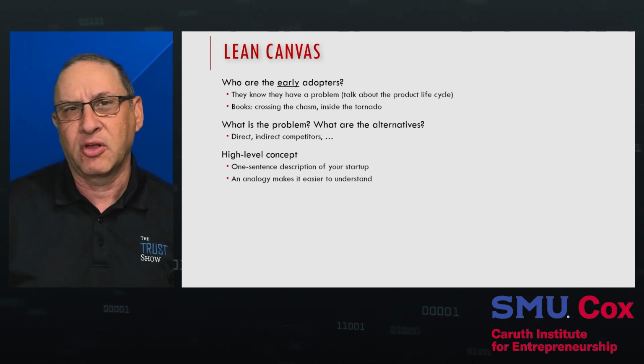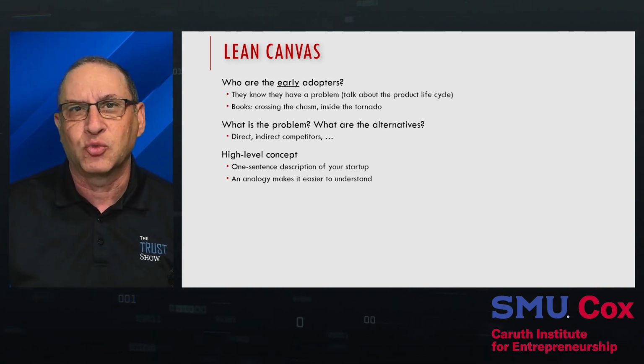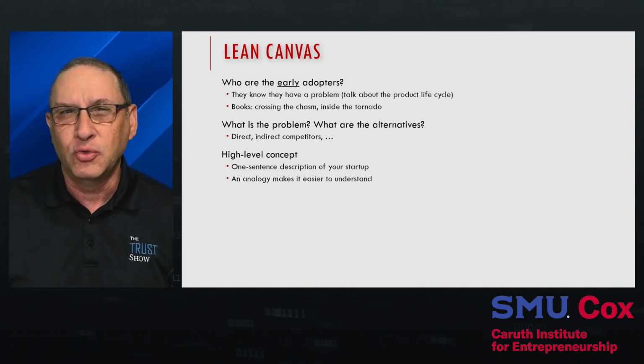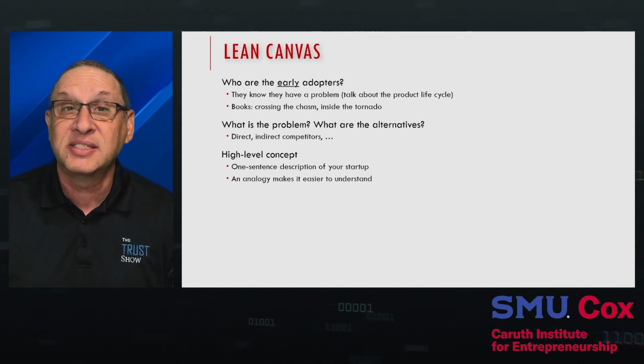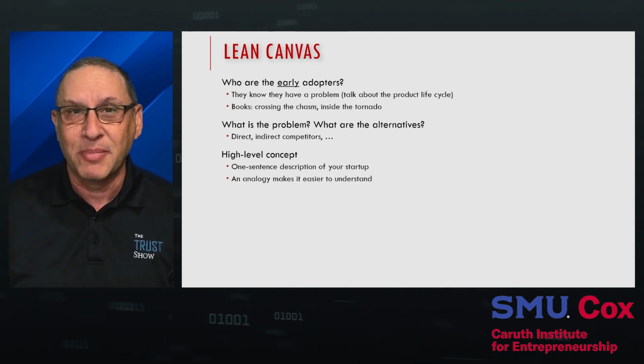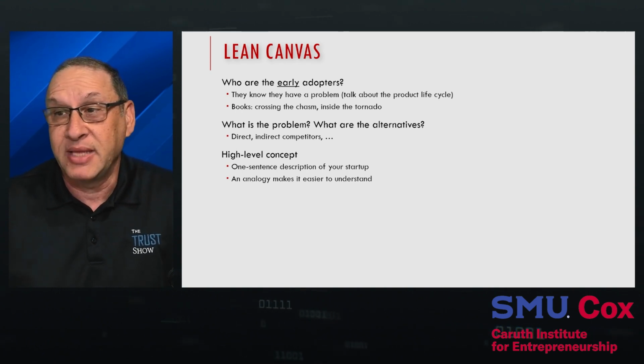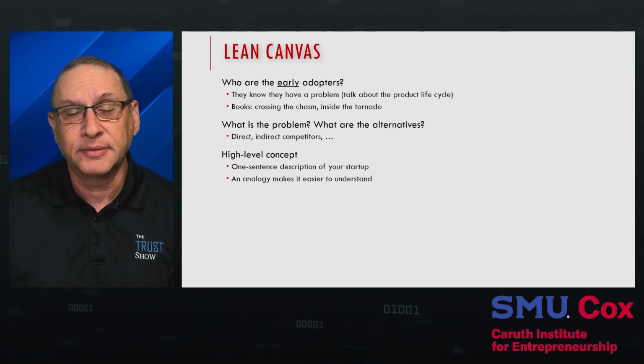What is the high level concept of your product? With the business model canvas, it's a little more obvious what it is that you're selling. Here, you need to explain it a little more. A one sentence description. Remember the 6-word story or some kind of a short description of what it is. An analogy makes it very easy to understand.